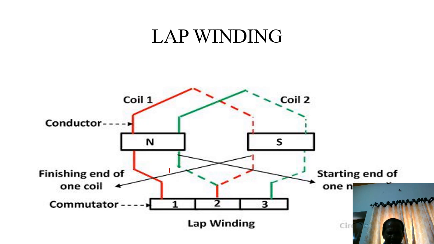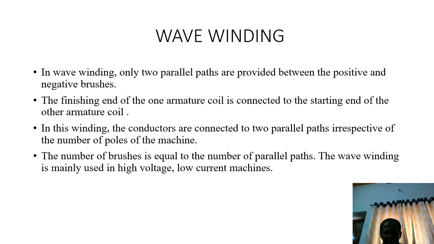So in the coils, this is the starting end of one coil and this is the finishing end of the same coil. These two ends are connected to the commutator segments. This is coil 1 and this is coil 2, each with a starting end and a finishing end connected to the commutator segment. This type of winding is called lap type winding.